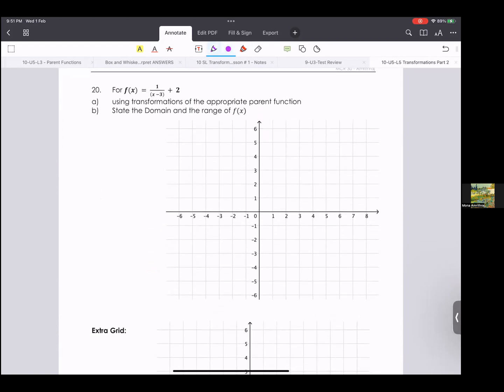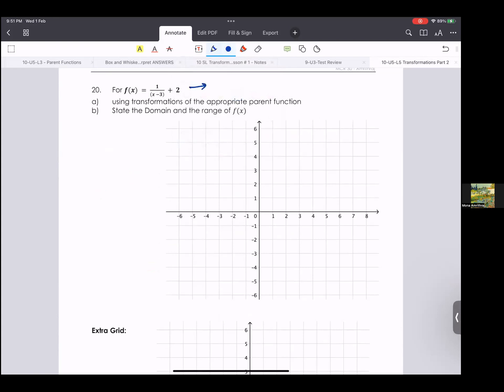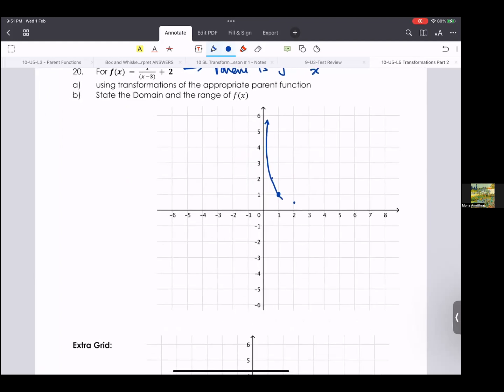Our next function is f of x is 1 over (x minus 3) plus 2. Again, we have to look for the parent because there's no graph given. So the parent function is y equals 1 over x. Okay, going to draw the parent function, 1, 1. You can add these points if you want to, just to make your graphing a little smoother. I'm just going to stay with 1, 1, and use the other two as guiding points for graphing, not focusing too much on them.